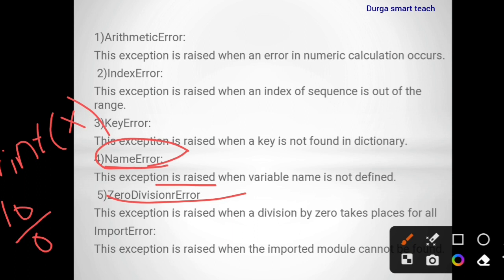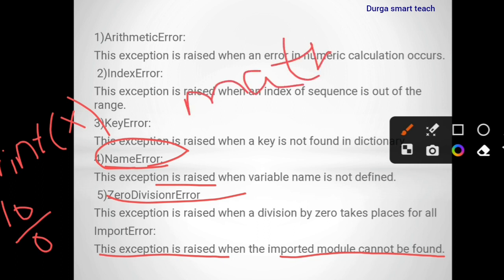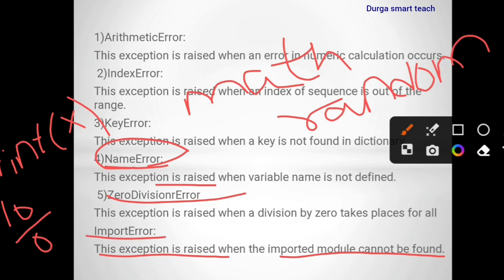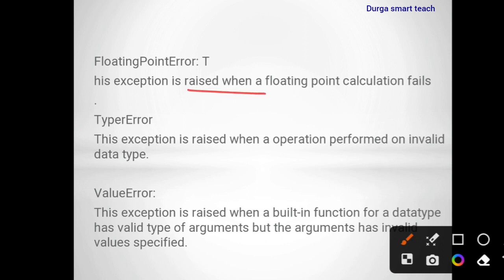Next one is import error. This exception is raised when the imported module cannot be found. We have the math module and random module, but if you are trying to import a module which does not exist, then it will display import error. Next one is floating point error. This exception is raised when a floating point calculation fails.